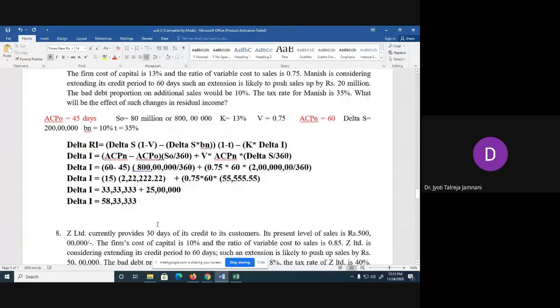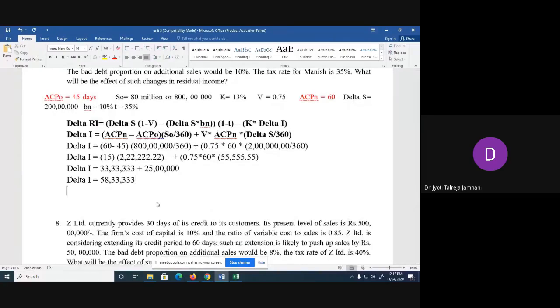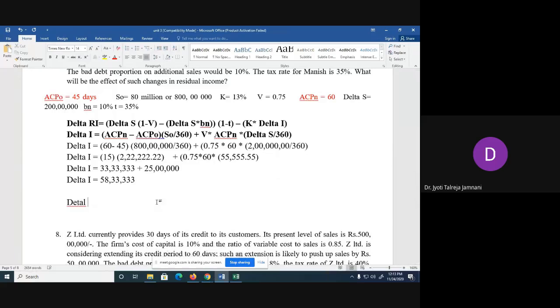Now we'll find delta RI. Any doubts in finding the delta I value? Was that clear? I'll repeat it again. First you divide 800 lakh by 360 and multiply by 60 minus 45, 15. Then in this case also open the bracket, first divide it, then multiply it with 60 and 0.75. Whatever answers you get on both sides, you add it. So it will be 58 lakh 33,333. Next is delta RI. I hope it's clear. Any doubts, anybody?